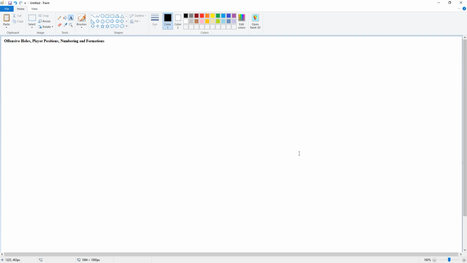Hello, players and parents. Welcome to this discussion of offensive holes, player positions, numbering, and formations. We've been going over these in practice, but I felt like we needed some review. We have some new players, and it would be good to go over these basic ideas together. So bear with me, I haven't done this in Paint before, but the plan is to go over these things.